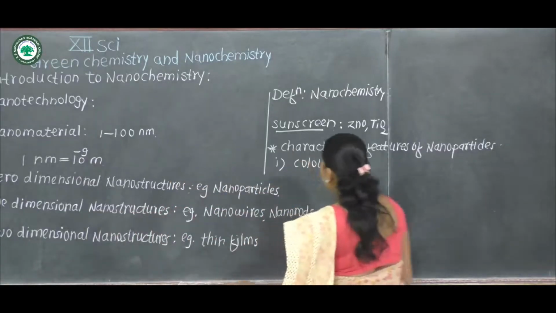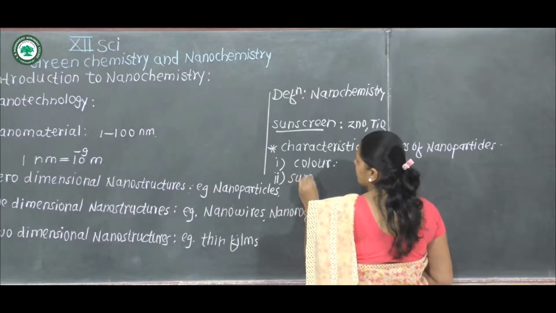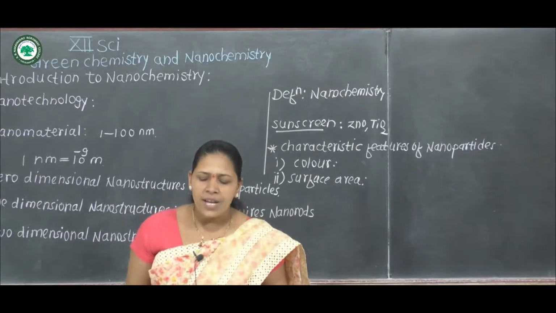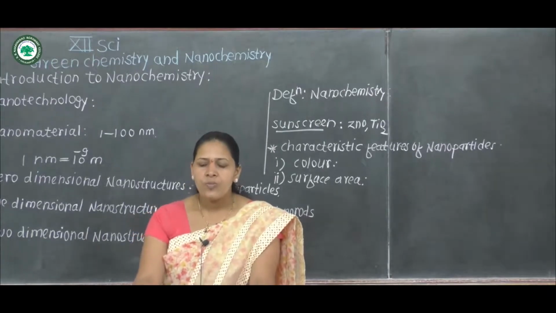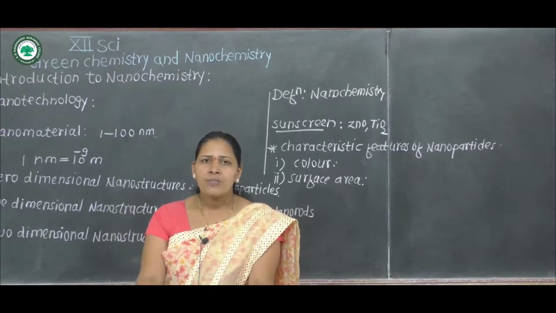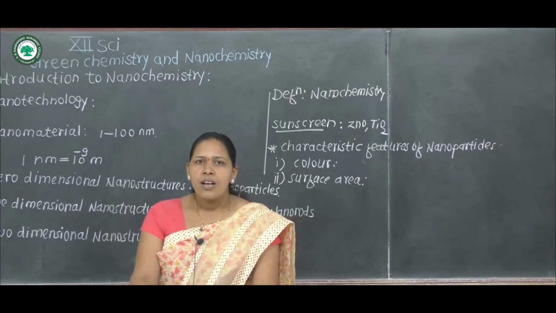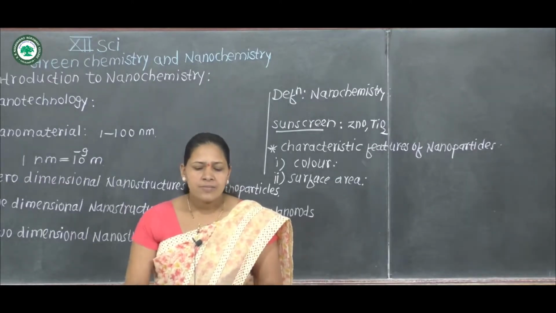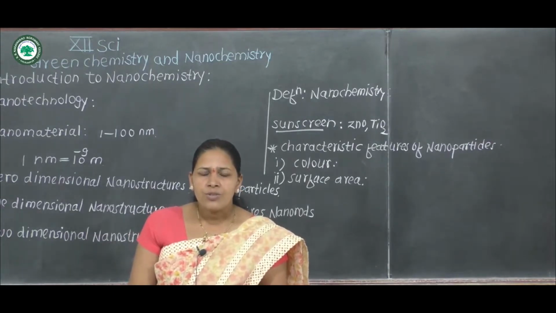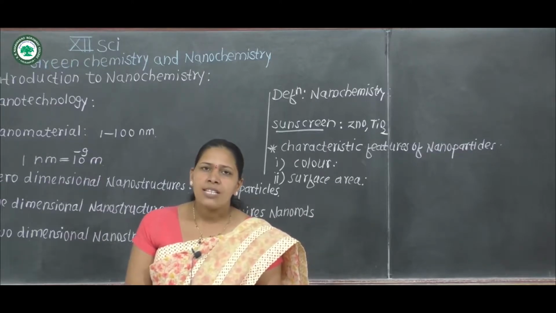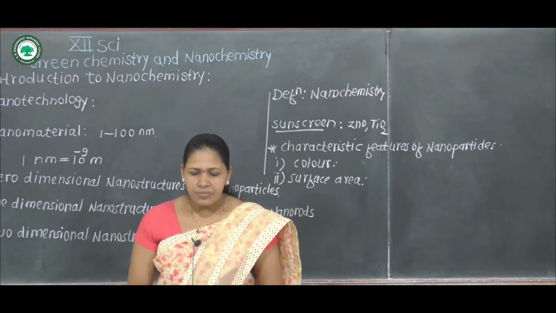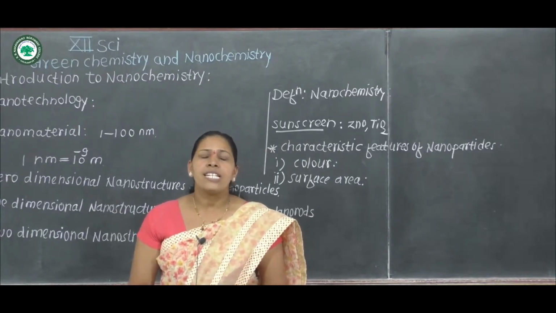Then second is surface area. Surface area is another characteristic feature of nanoparticles. High surface to volume ratio is a very important characteristic of nanoparticles, because for a reaction to occur, high surface area is needed. Nanoparticles have small volume and high surface area, which is required for catalytic activity. Therefore, nanoparticles provide high surface to volume ratio, which is very important for catalytic activity.